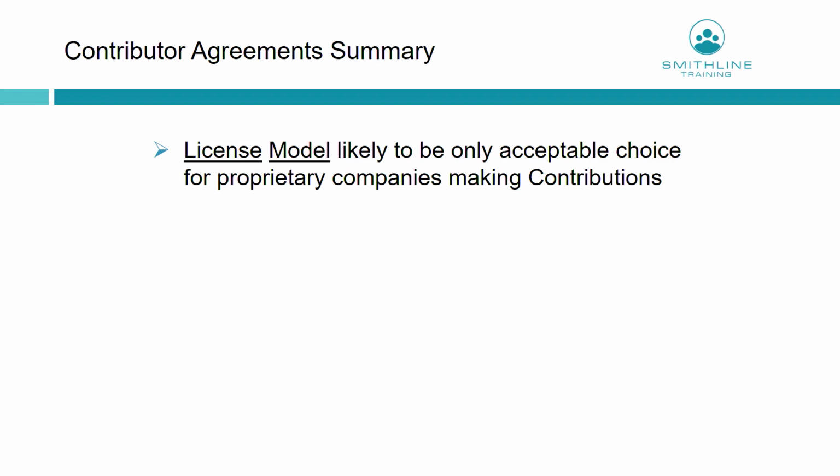To summarize this on contributor agreements, the license model, the model under which you grant just a license, both copyright and patent, is likely to be the only acceptable choice for most proprietary technology companies when they're contributing to third-party projects. As I mentioned before, we recommend you use the corporate version so you can enter into this agreement once at the corporate level as opposed to at the individual employee level.